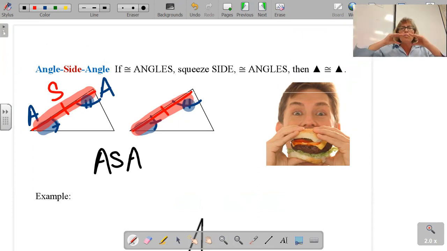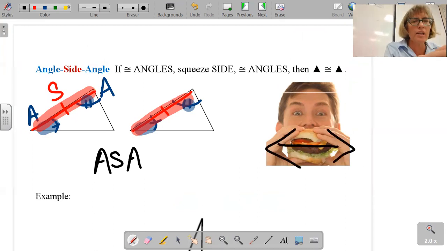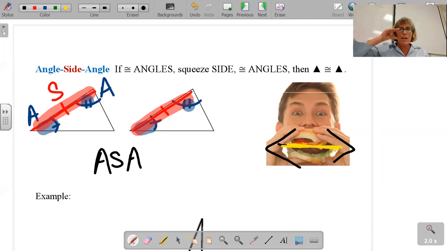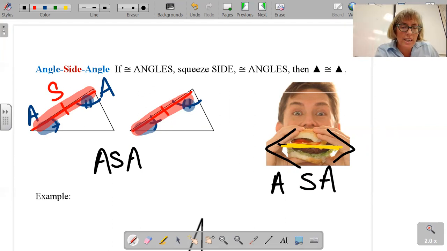Angle, angle, angle, angle. Put this near your mouth. Think of the side as a big, fat, juicy hamburger patty. And your hands are squeezing the bun. Your hands are two angles. Looks like this. Angle, angle, and then a side in between the two distinct angles. So I call this the hamburger. Angle, side, angle. You're biting the hamburger patty, which is the side. The side is squeezed between two distinct angles.